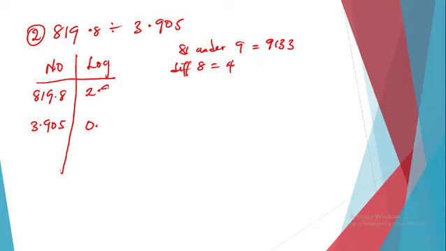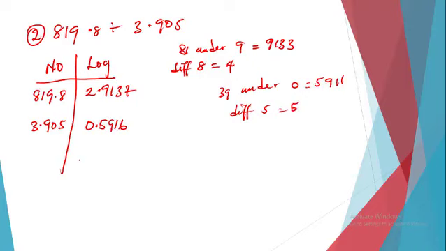Okay, so we have 9137. And then for this, we have 39 under 0. Then difference 5. 39 under 0 gives what? 5911. And then the difference of 5 gives us 5. When they are added together, we have 5916. Is that correct? Then we'll subtract.